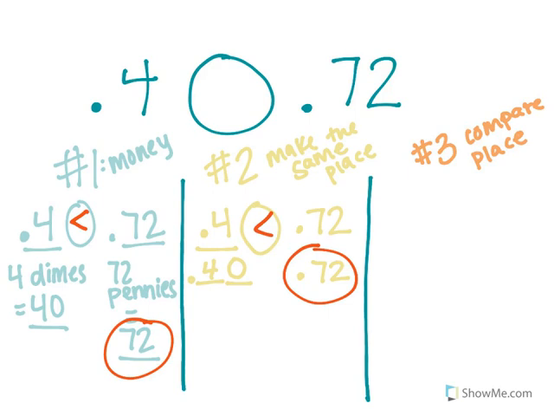My last way is I can compare the places. So I have 0.4 and I'm comparing it with 0.72. This one's in the tenths, so I underline the tenths, underline the tenths. And I compare which one's bigger, 4 or 7? 7's bigger. So, in the end, 0.72 would have been the answer. See, either way got me the right answer. You can pick whichever one makes the most sense to you.